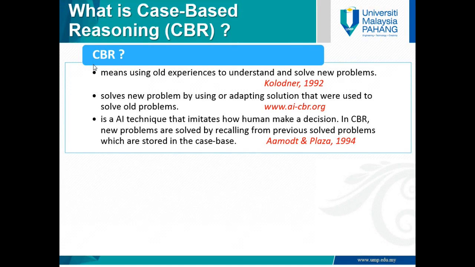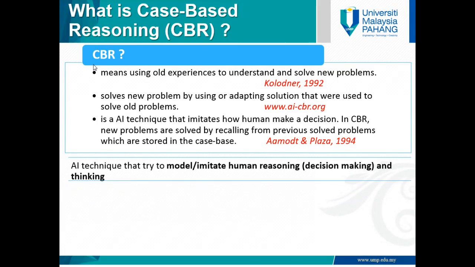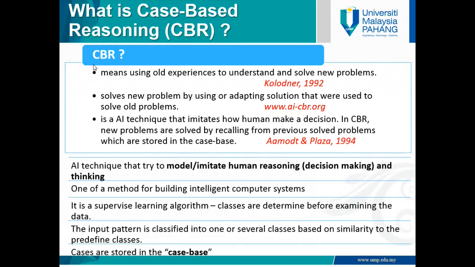So it is a problem-solving technique that imitates how humans make decisions. In our daily life, we face a lot of problems and then we address these problems. After addressing a problem, we keep the problem that we faced along with its solution in our brain. Then once we face a new problem, we try to address it by adapting a previously successful solution to similar problems that we faced in our daily life.